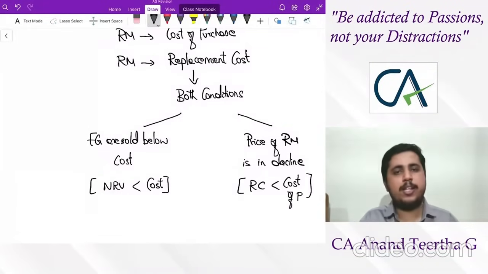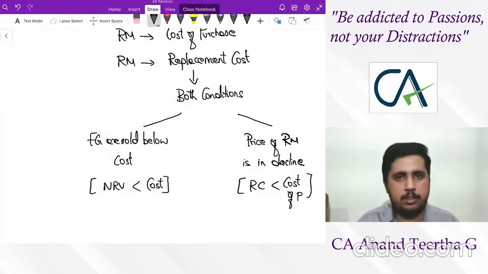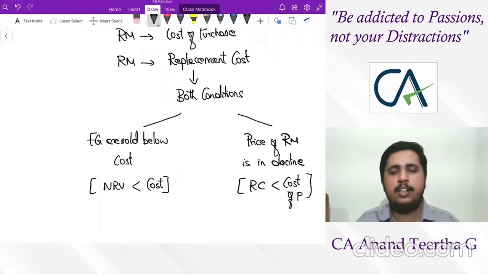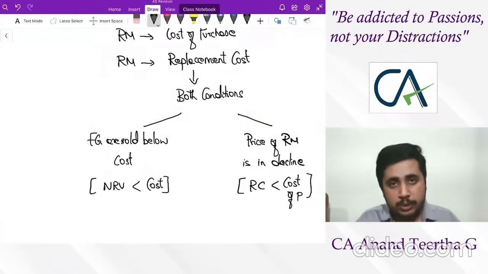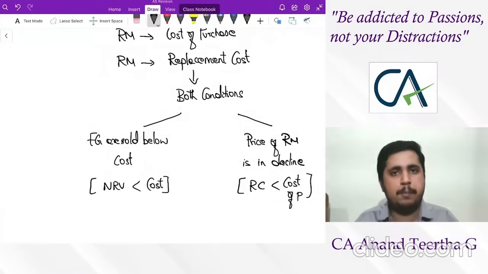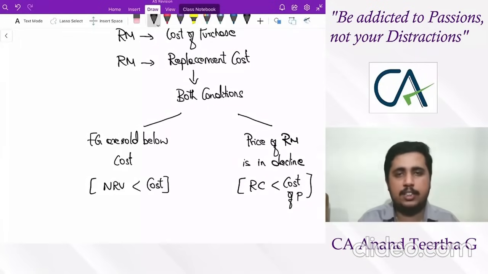What do you mean by replacement cost? Today, if I have to replace the raw materials, at what price will it be replaced? Which means current value is set in replacement cost. If current value is less than the previous value, it is in decline. So replacement cost is less than cost of purchase. If both these conditions are satisfied, then replacement cost. If any one condition is not satisfied, then it is cost of purchase.